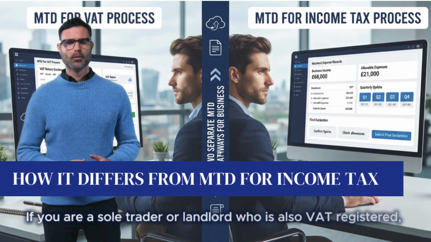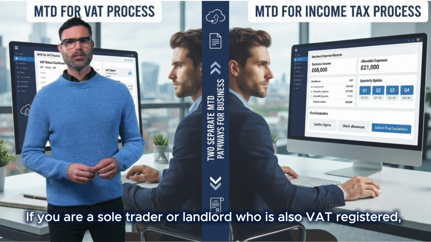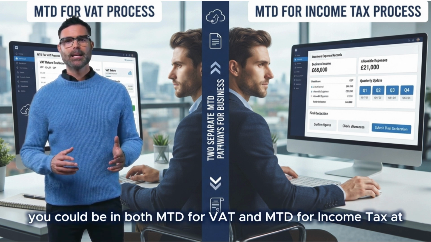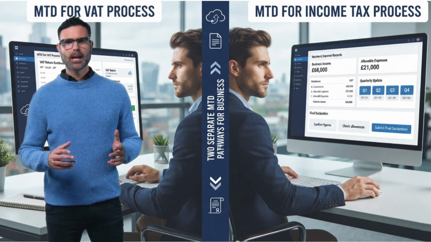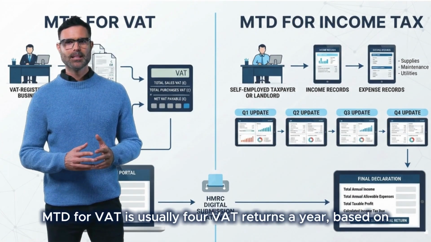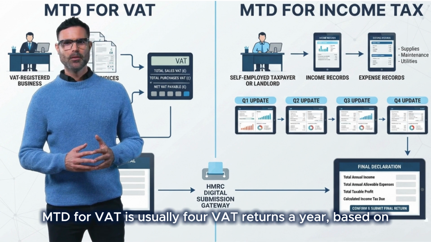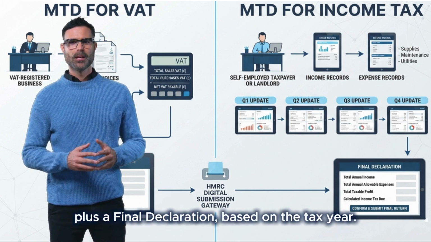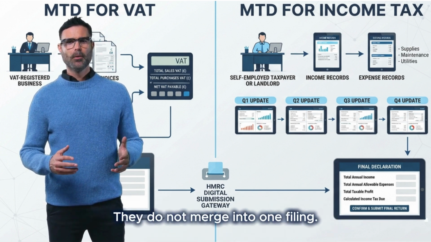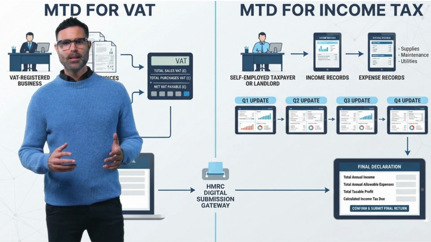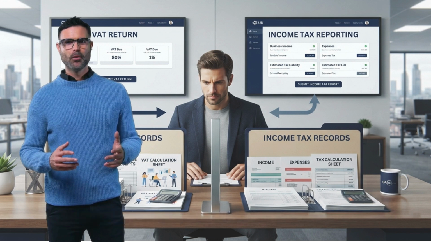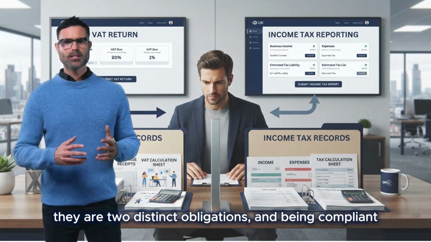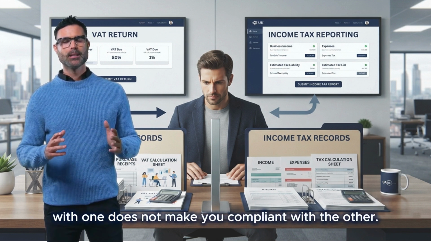This is important. If you are a sole trader or landlord who is also VAT registered, you could be in both MTD for VAT and MTD for income tax at the same time. And they are separate systems, different rules, different submissions, different deadlines. MTD for VAT is usually 4 VAT returns a year based on your VAT quarters. MTD for income tax is 4 quarterly updates plus a final declaration based on the tax year. They do not merge into one filing. You handle them separately. The good news is that the right software can manage both in one place, so you are not logging into 2 different systems. But make no mistake, they are 2 distinct obligations, and being compliant with one does not make you compliant with the other.